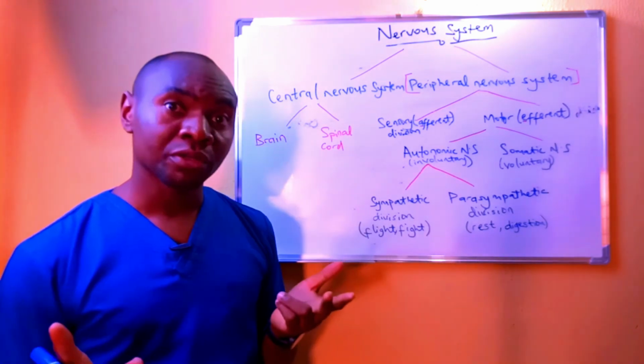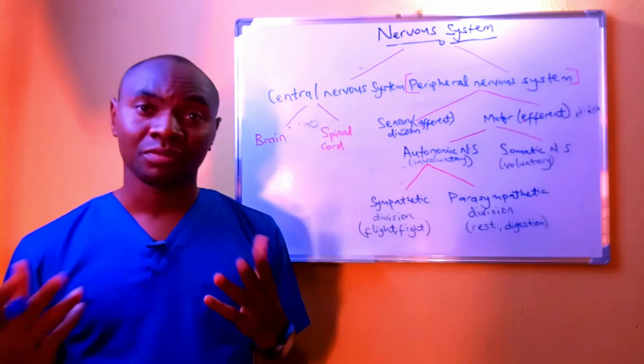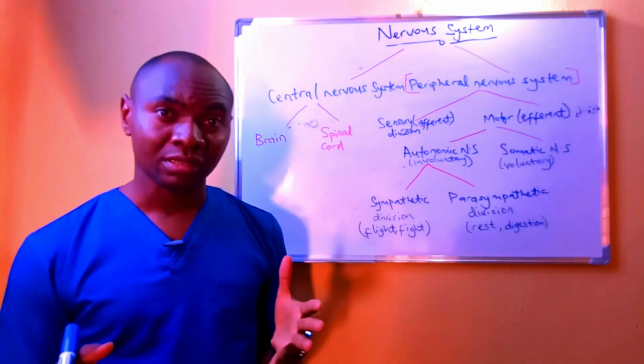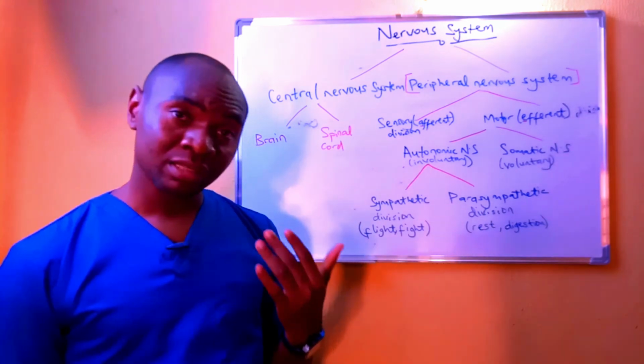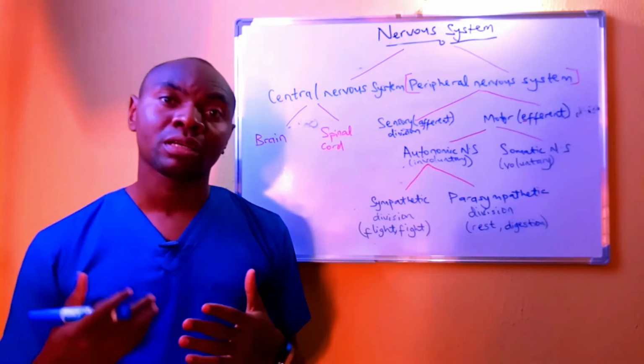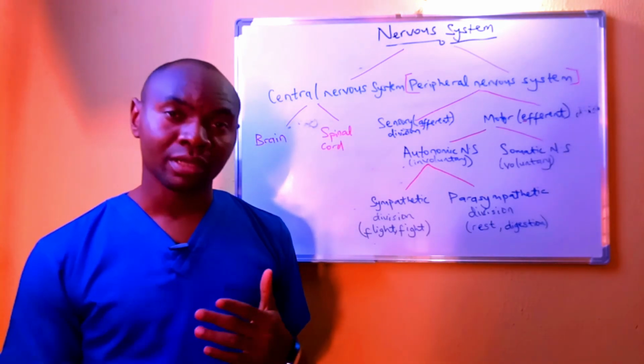So, in summary, this is the classification of the nervous system. Next time, we'll be looking at other aspects of the nervous system.